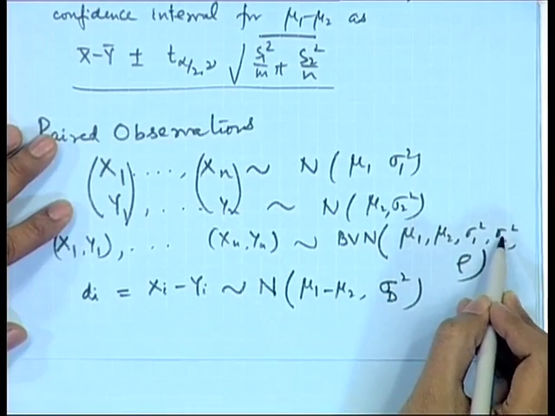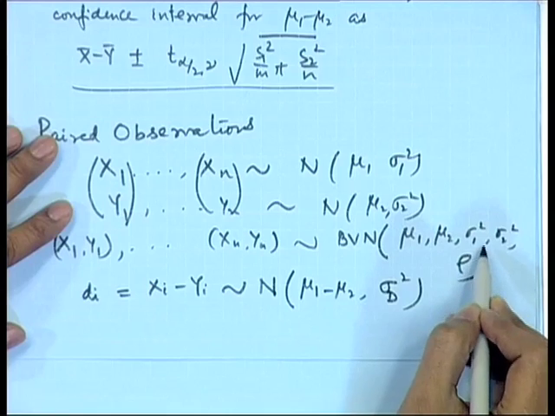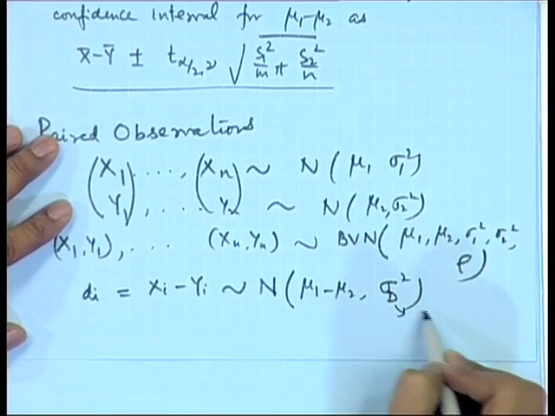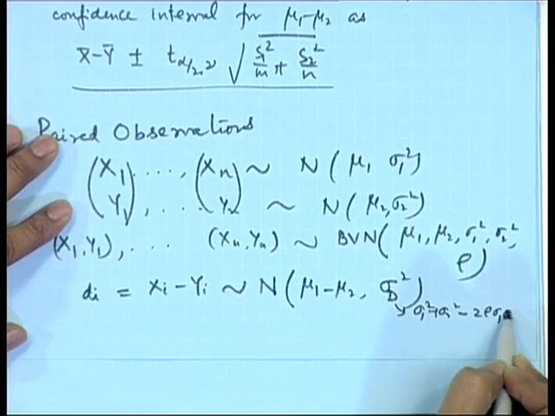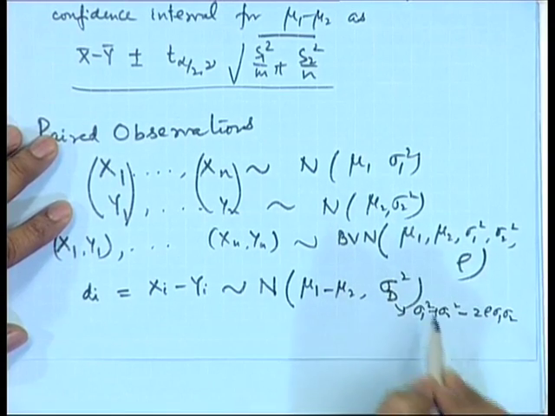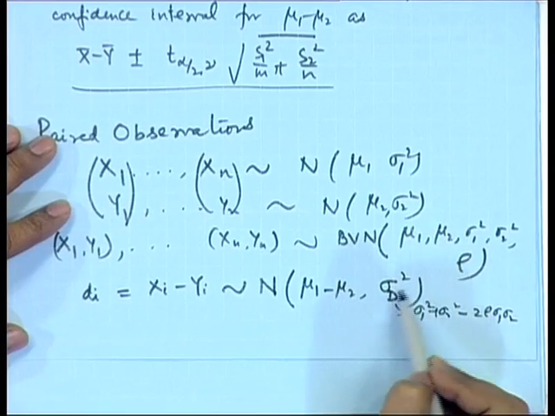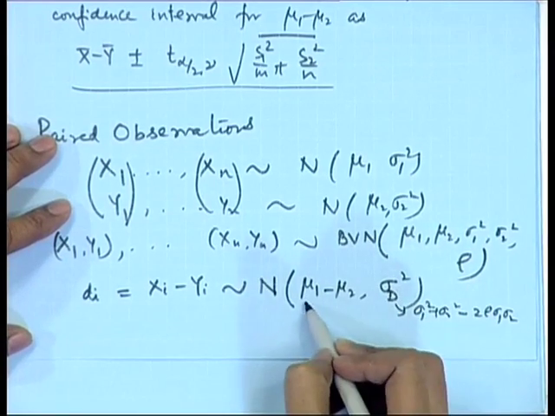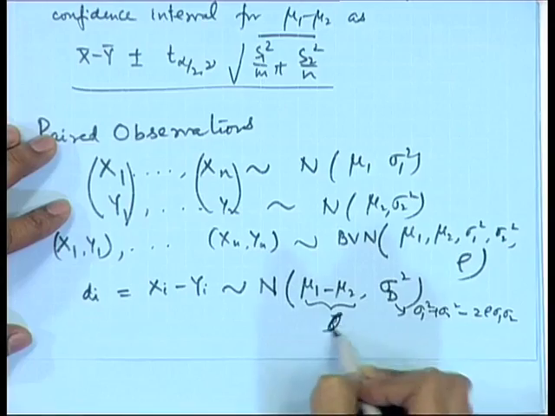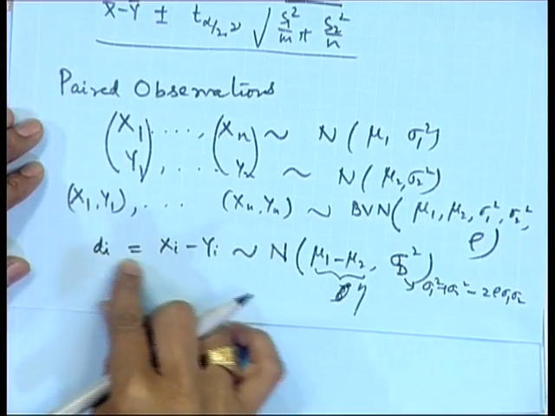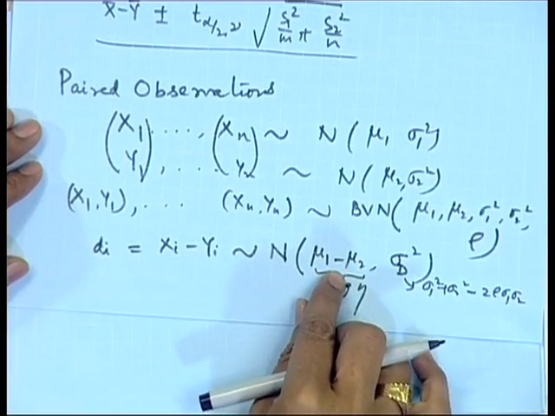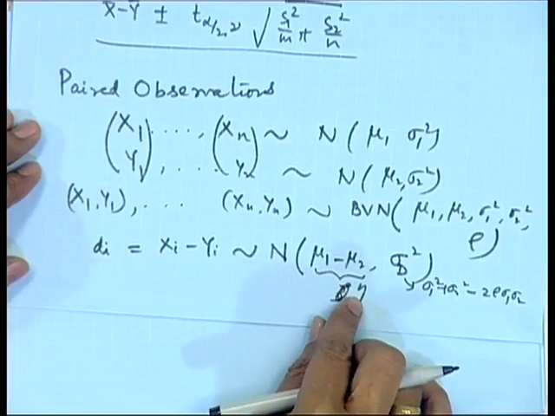Actually, it will be sigma1 square plus sigma2 square minus twice rho sigma1 sigma2. Let me call it sigma d square. That is not important here, because they are all unknown and we need only an estimate of this, because we are interested in the confidence interval about mu1 minus mu2. Now this looks like a problem of the confidence interval for the mean of a normal distribution, which we have done in the first place.